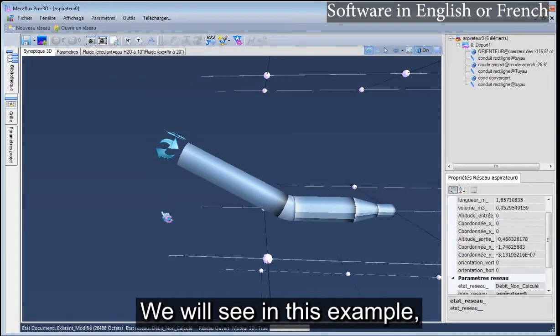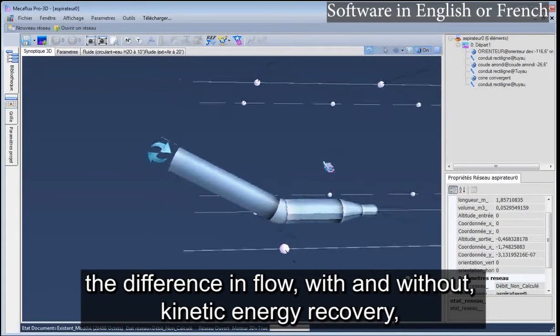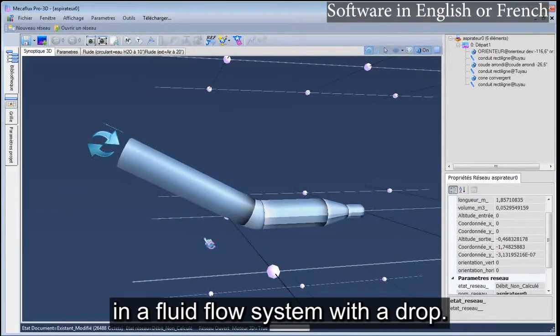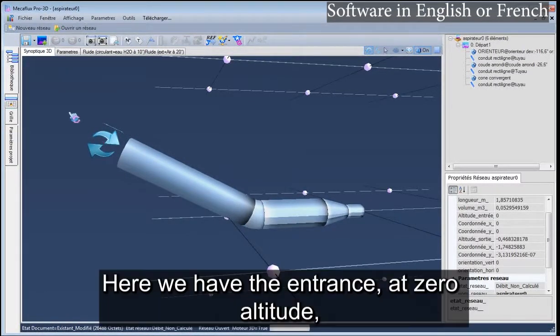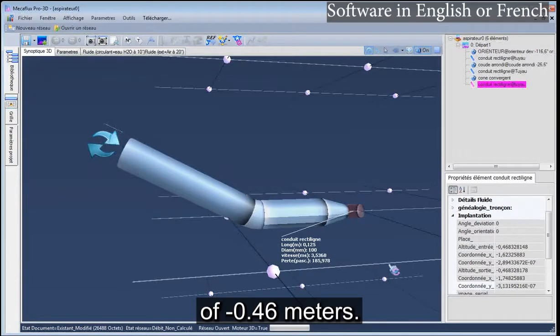We will see in this example kinetic energy recovery, the difference in flow with and without kinetic energy recovery, in a fluid flow system with a drop. Here we have the entrance at 0 altitude, and the exit at an altitude of minus 0.46 meters.